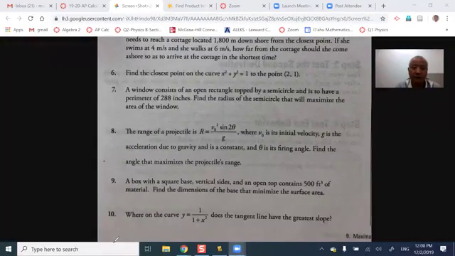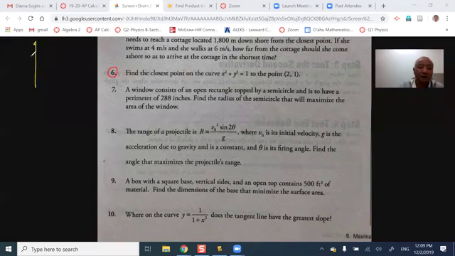Okay, let's look at number 6 here, because we finished number 5 last virtual class. Number 6. They said find the closest point of the curve x squared plus y squared equals 1 to the point (2, 1). So for this one, you can sketch a general graph to help you think clearly.